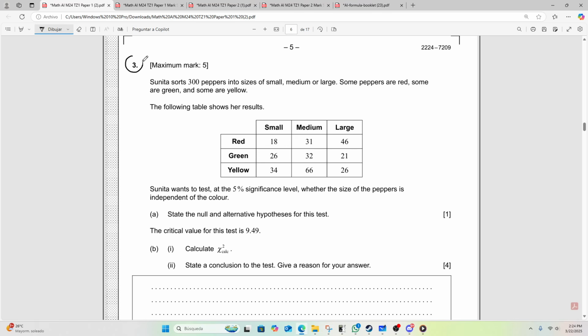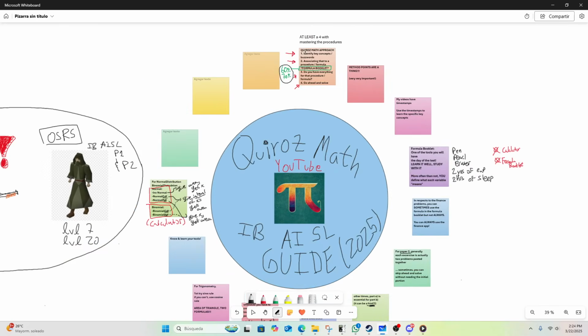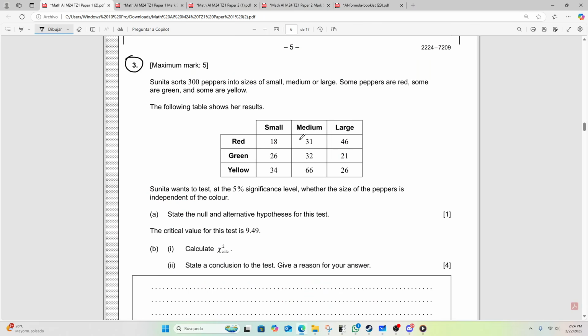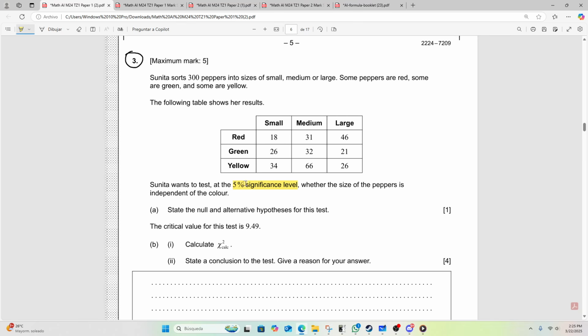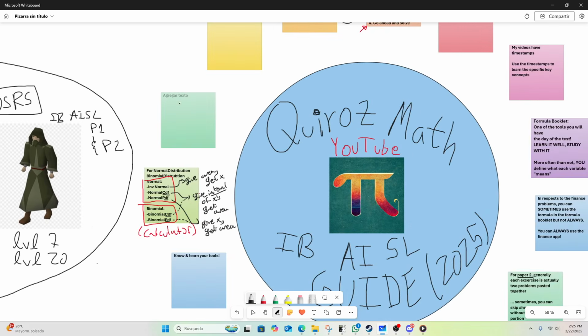For number 3, this is a section of the explanation which is not within your formula booklet. So this is a kind of procedure that you actually have to be aware of and learn a little bit more about what to do correctly here. So number 3, you read it and immediately, oof, significance level. Whenever you talk about significance level, you get null and alternative hypotheses and stuff like that.